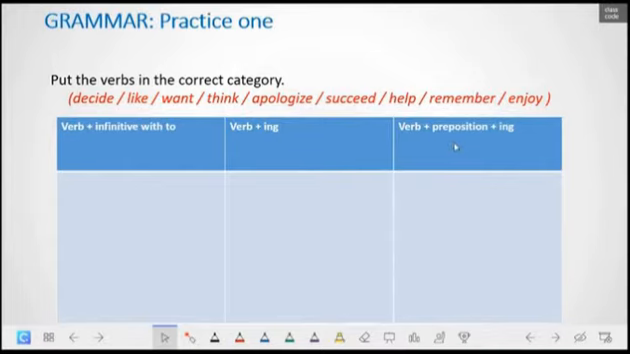Whenever you have a preposition and then it is followed by a verb, the verb should always be in the ing form. Always. This is a rule in English. So I want you in 5 minutes to put the verbs in the correct category.